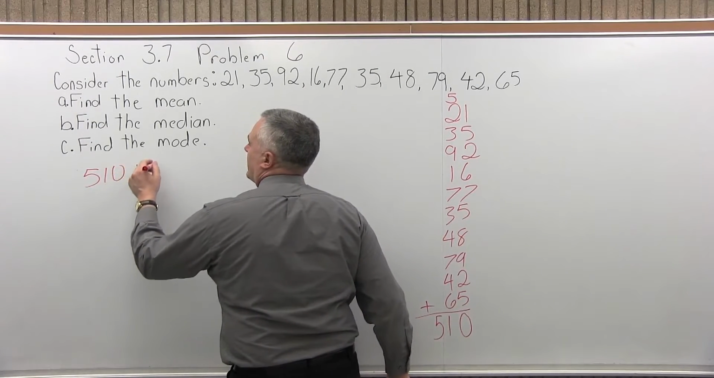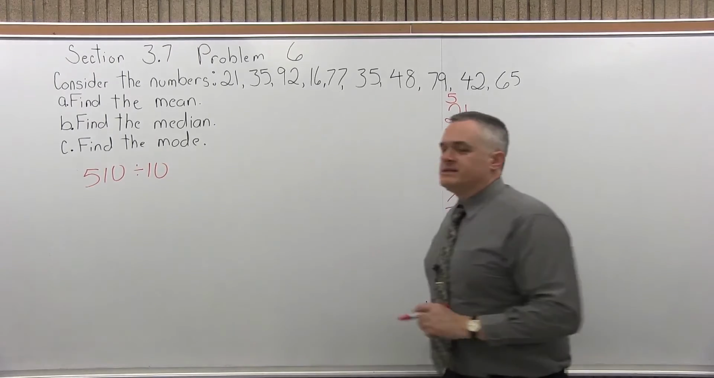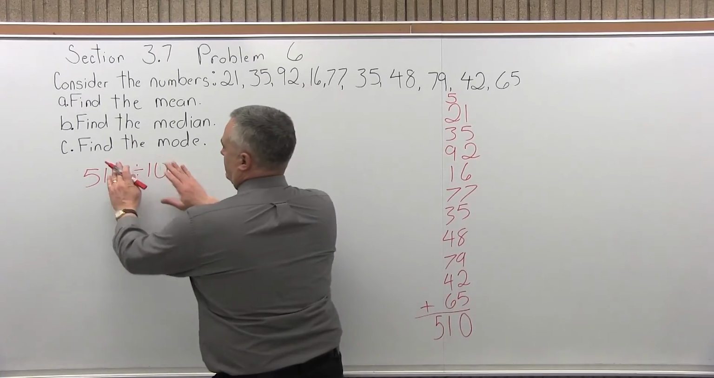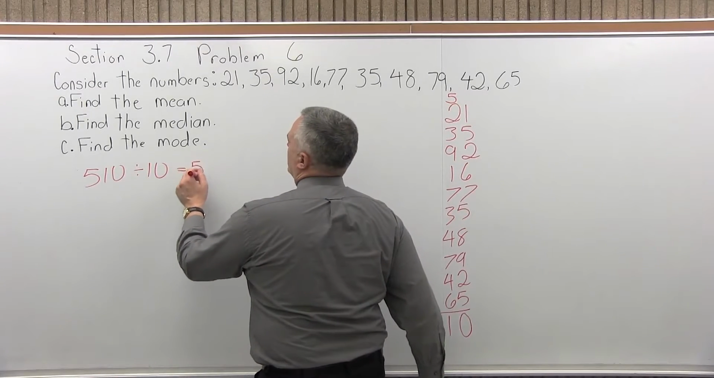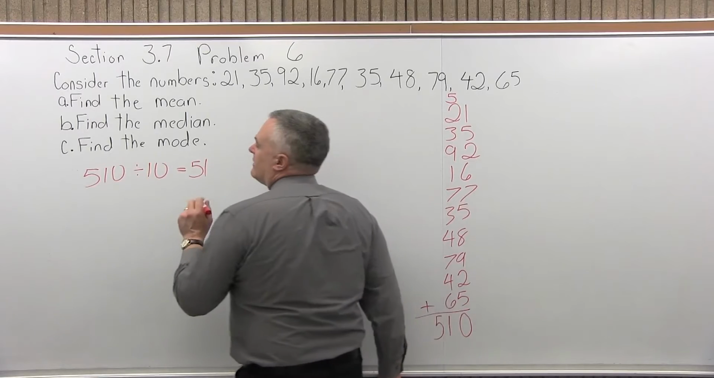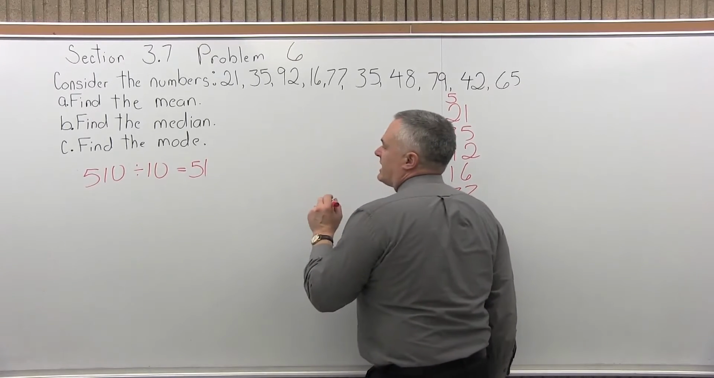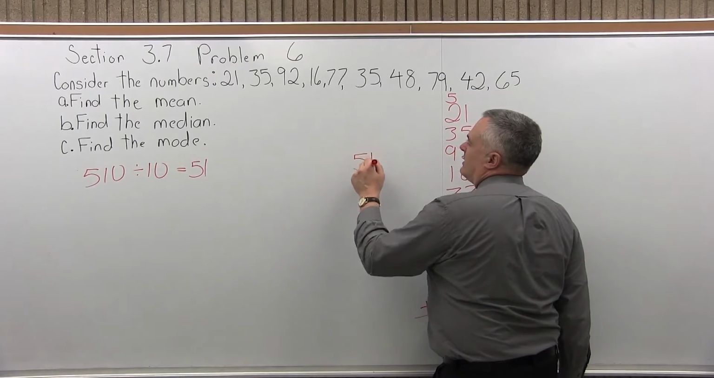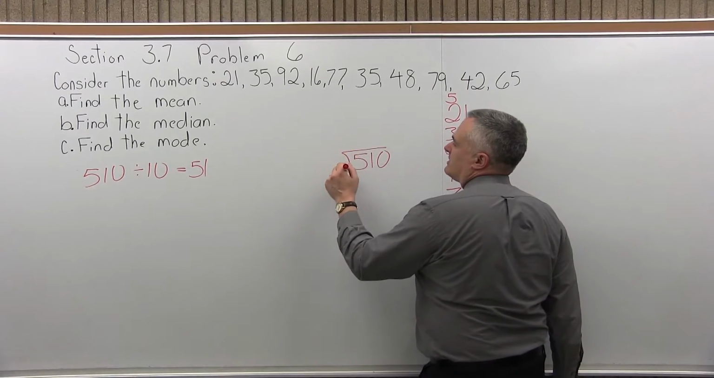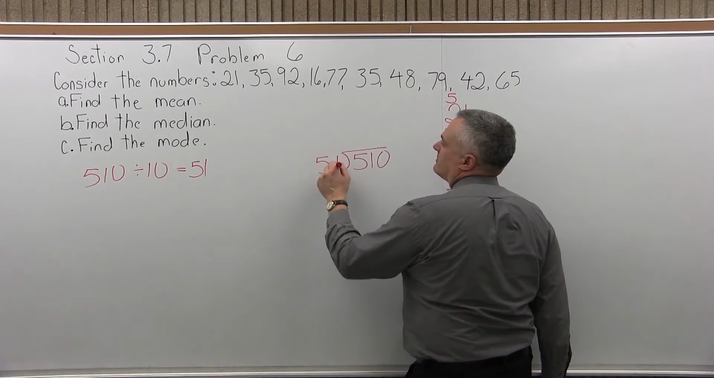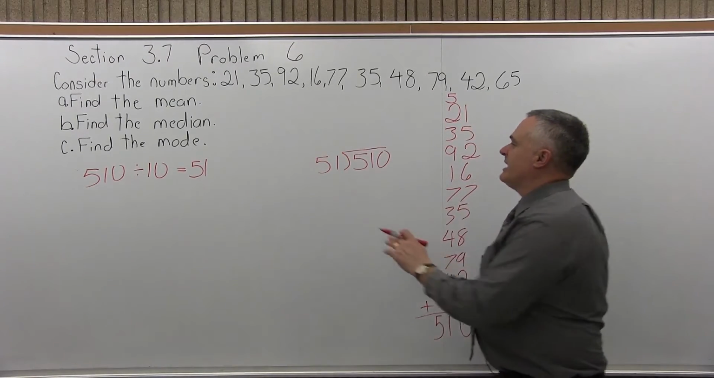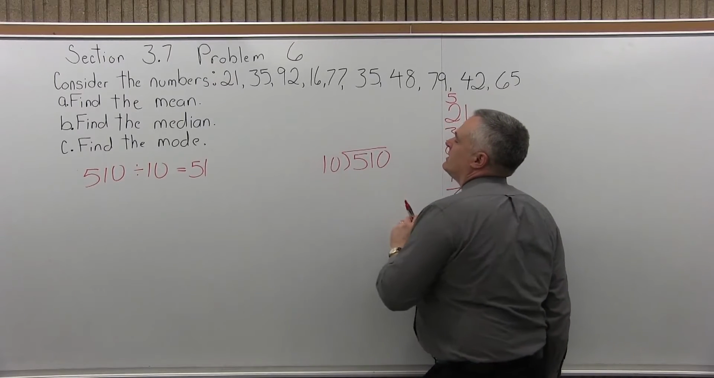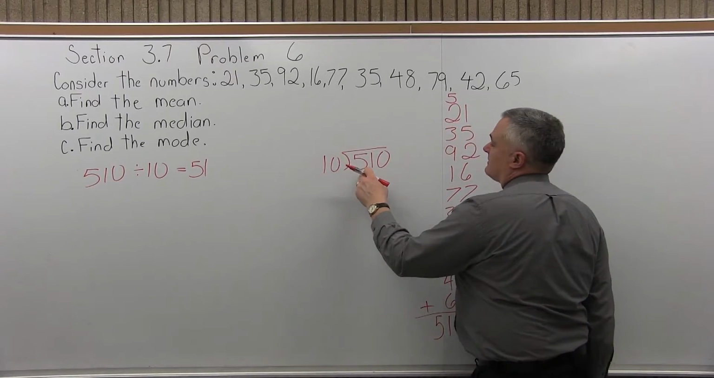510 divided by 10. Now, because they both end in a 0, I can divide it easily in my head. Basically, the zeros cancel, and I can see it's 51. If you know that trick, that's awesome. You're done. If you don't realize that you can use that trick, off to the side, put the 510 under the division symbol and write the 10 outside the division symbol. And now 10 divides into 5, it won't go.